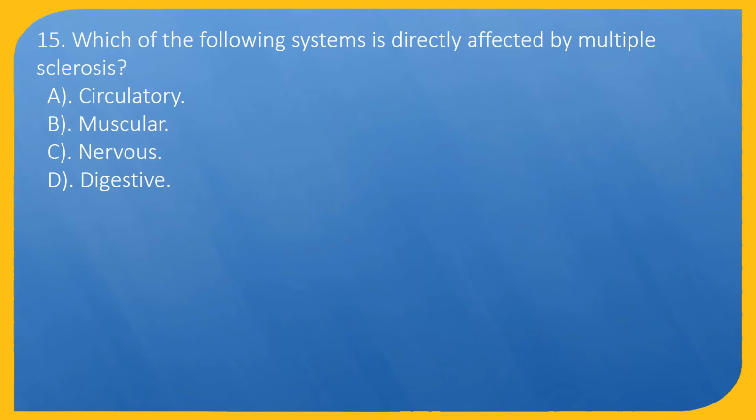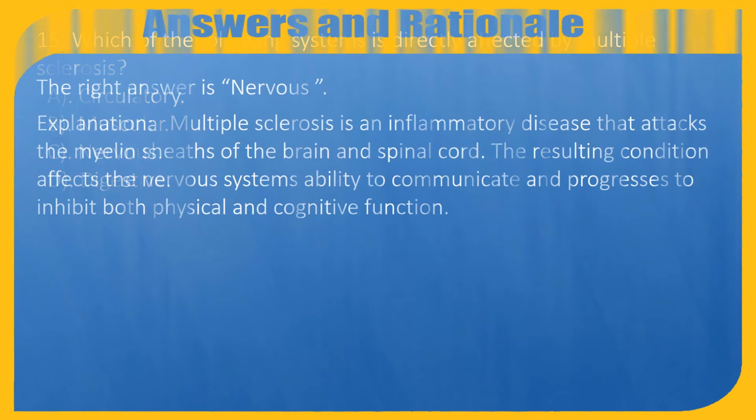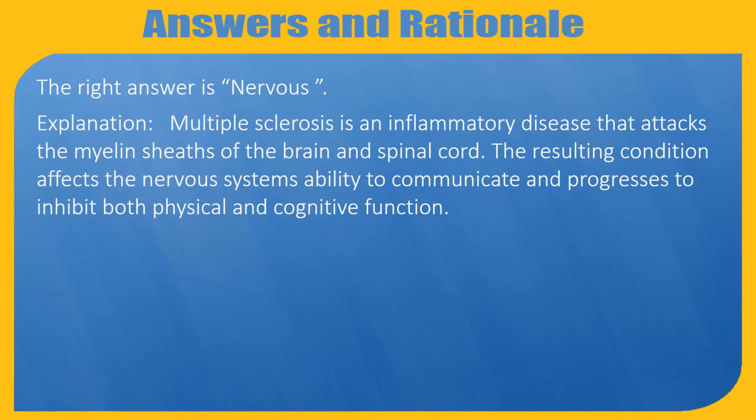Question 15. Which of the following systems is directly affected by multiple sclerosis? A. Circulatory. B. Muscular. C. Nervous. D. Digestive. The right answer is nervous. Explanation: multiple sclerosis is an inflammatory disease that attacks the myelin sheaths of the brain and spinal cord. The resulting condition affects the nervous system's ability to communicate and progresses to inhibit both physical and cognitive function.